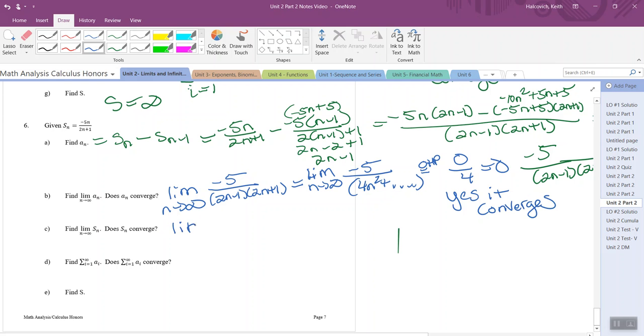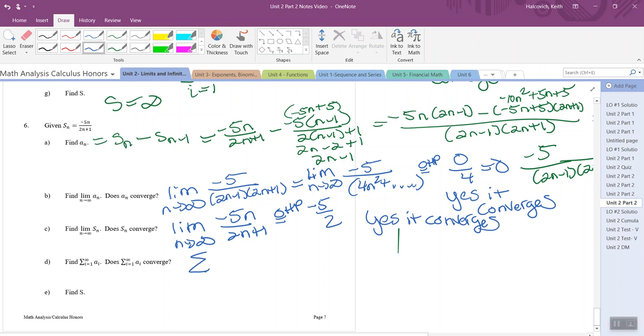The limit of the sum when you observe highest powers is negative 5 halves, and yes, it converges as well. So the sum of the sequence, which is negative 5 over 2i minus 1 times 2i plus 1. Sum of the sequence is equal to negative 5 halves. So the sum is equal to negative 5 halves.